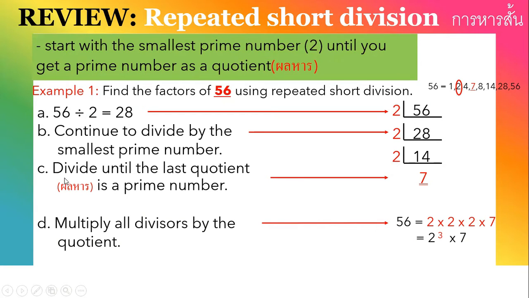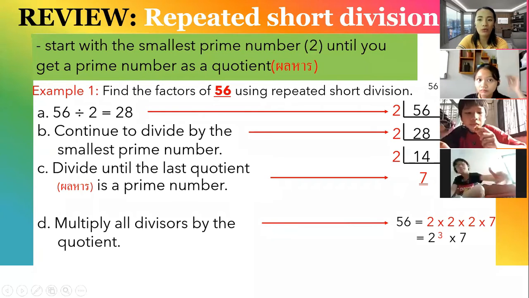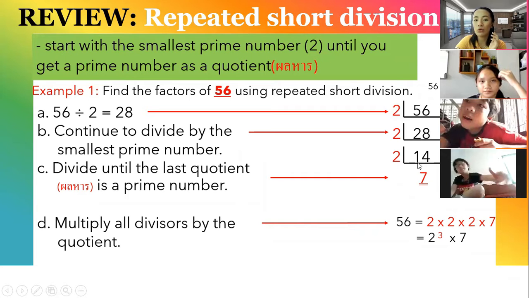Next, step C, divide until the last quotient is a prime number. So 28 divided by 2 equals 14, and 14 divided by 2 equals 7. So is 7 a prime number or no? Yes, right? Because the factors of 7 are 1 and 7. It only has 2 factors, meaning 7 is a prime number.